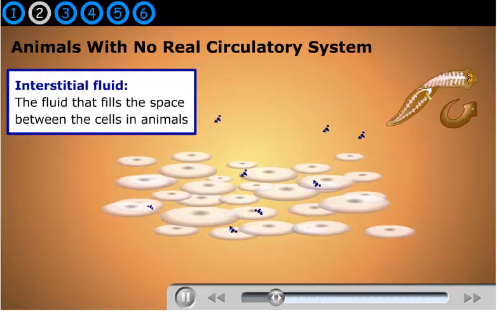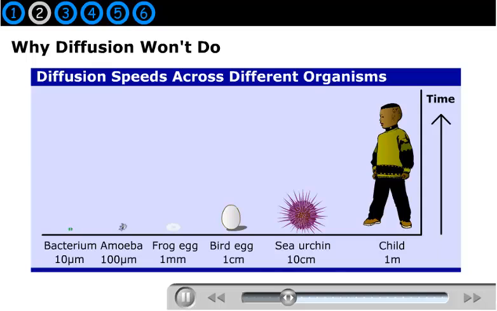The fluid filling the space between cells in an animal is called interstitial fluid. This fluid plays a vital role in the transport of chemicals between cells and tissues. Why don't all animals rely on diffusion to transport chemicals around the body? The answer lies in size and distance.